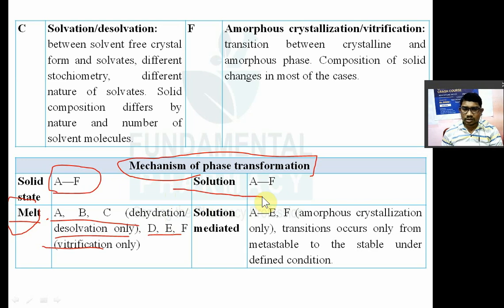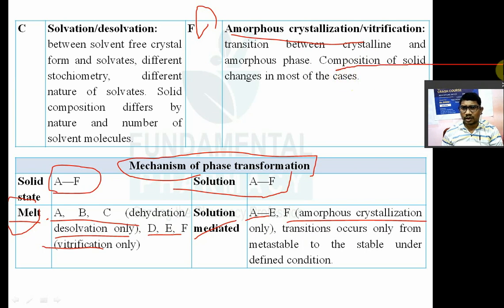So in the solution, phase transformation is between A and F. Okay. Then solution mediated phase transformation, then A, E एक होता है, then F होता है. हमारे पास क्रिस्टलाइजेशन अपने फेज F जो है ये बाकी है. फेज F क्या होता है, फेज F ट्रांसफॉर्मेशन में It is a transition between amorphous crystallization or vitrification. So transition between crystalline and amorphous form.